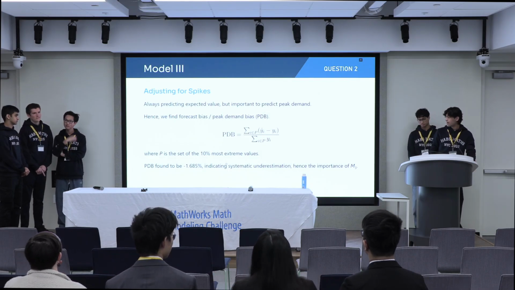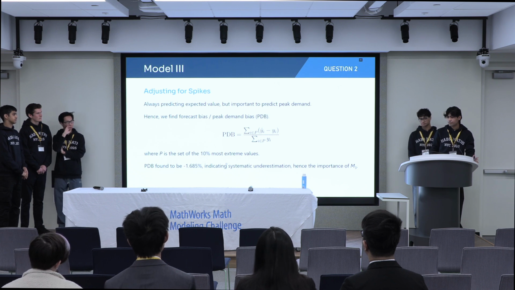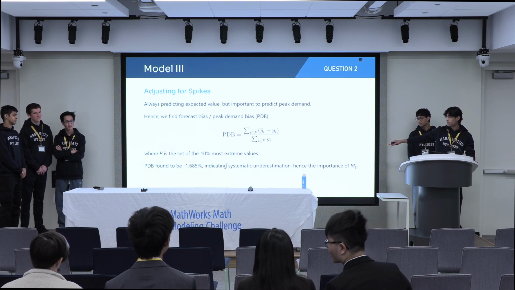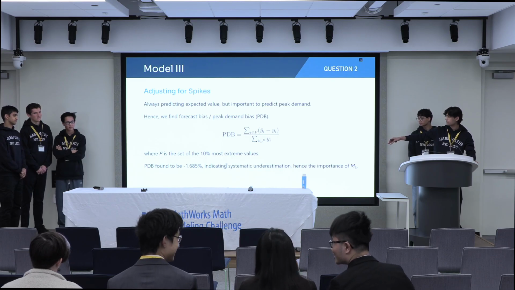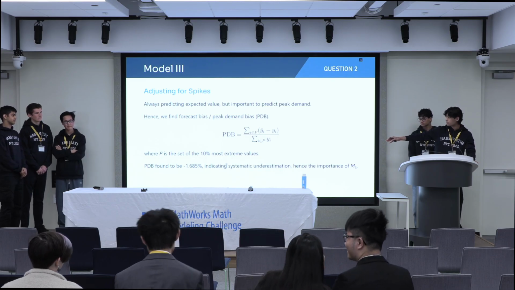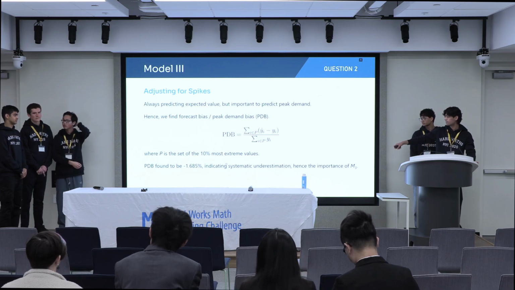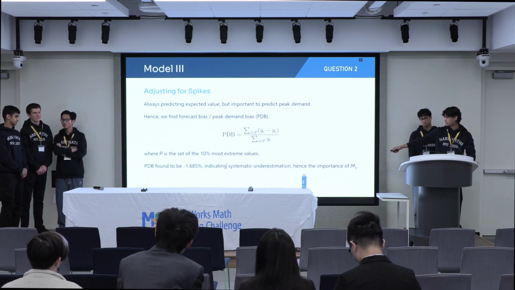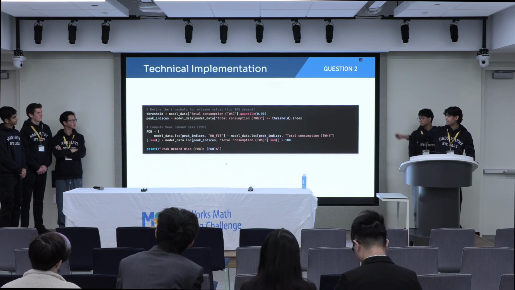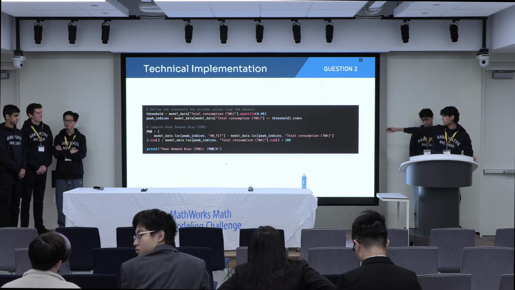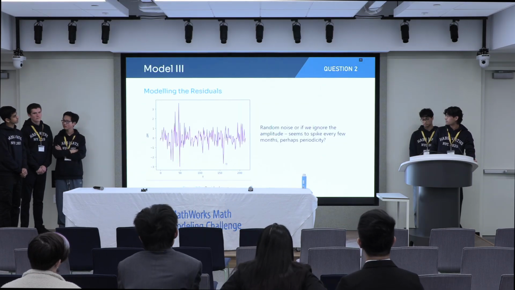To make sure we weren't having some kind of delusion, we wanted an objective metric to determine how much we were misrepresenting these spikes. After some research, we settled on a forecast bias. Here we called it a peak demand bias. We examine the most extreme values and see how they compare to the rest of the data. And so we had a systematic underestimation. Here's the calculation for that, and you can see at the top that it's just the top 10%. So here's model 3.